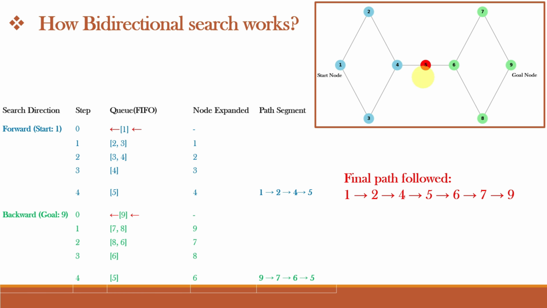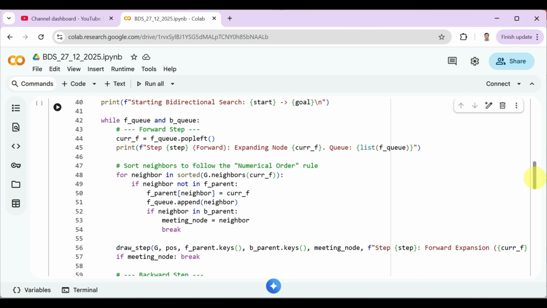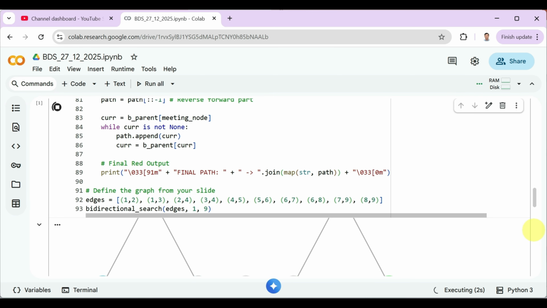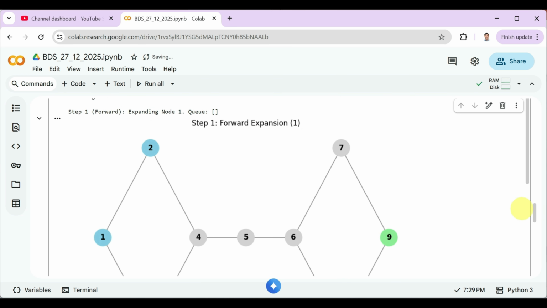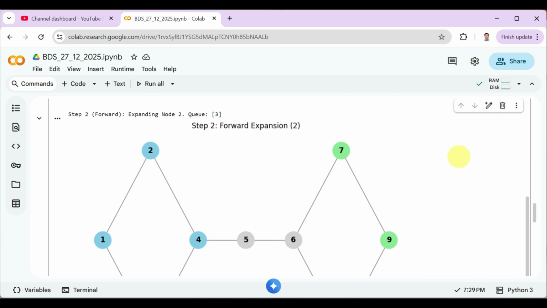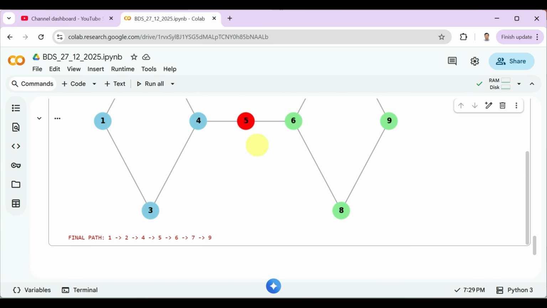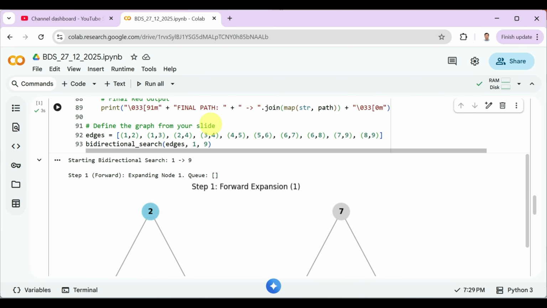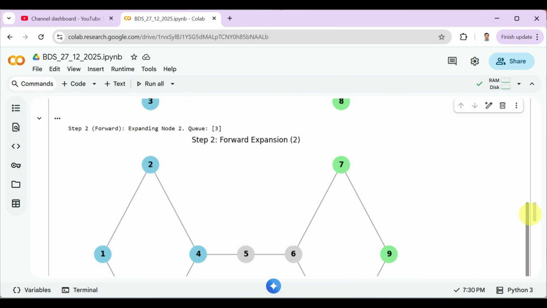Okay. Now let us implement this example of bidirectional search in Python. Bidirectional search uses two BFS searches running in parallel, one from the start node and one from the goal node. Both searches expand level by level using FIFO queues. When the two searches meet at a common node, the algorithm stops. The final path is constructed by joining the forward and backward paths. This approach reduces time complexity from b raised to d to twice of b raised to d by 2, making it much faster than normal BFS.